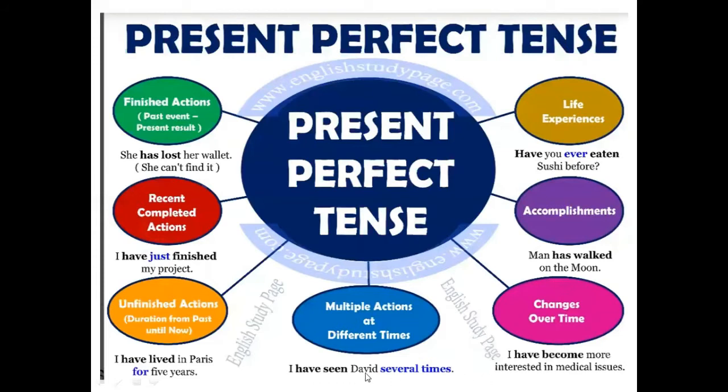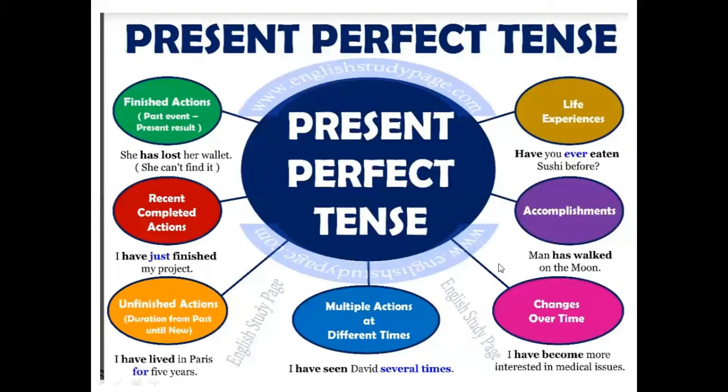I have seen David several times. It shows the multiple actions at different times. I have lived in Paris for 5 years. This sentence shows the unfinished actions. I have just finished my project. This sentence shows the recent completed actions. She has lost her wallet. She can't find it. It shows the finished actions.